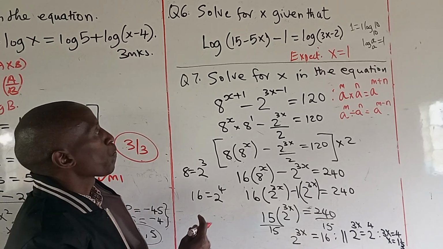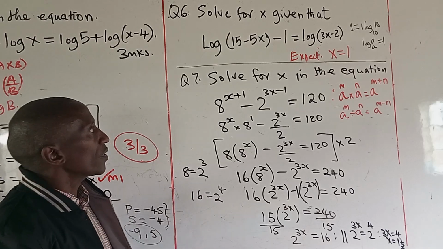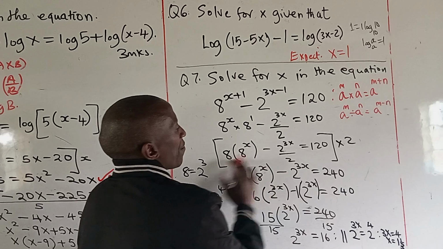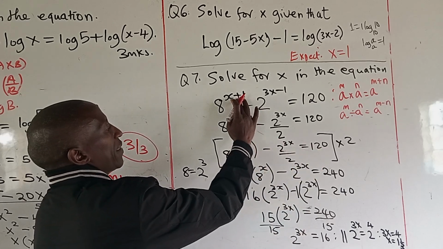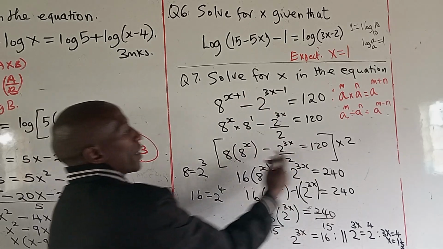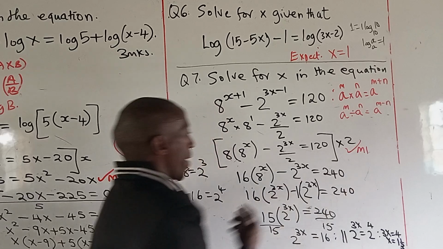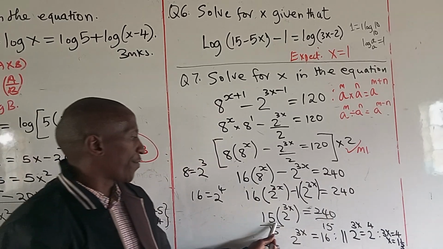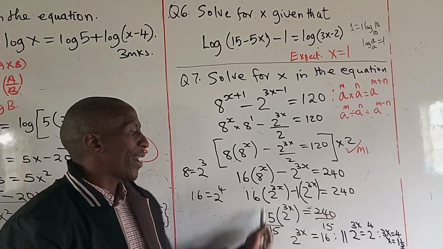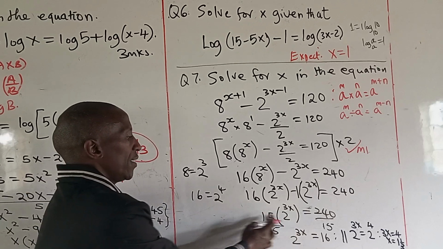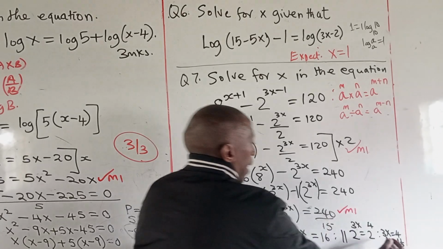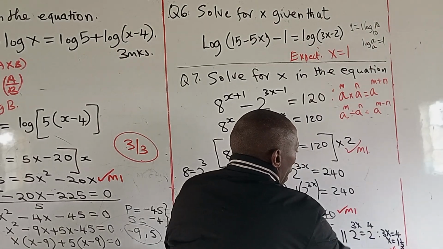Let's do the marking. When the learner is able to break this down, especially so at this level, whereby you've broken the indices and you brought them to be numbers, this is called an M1. When the learner is able to have the unknown on one side, that is 15, 2 power 3x is equal to 240, and 1, and this is an accuracy mark A1.